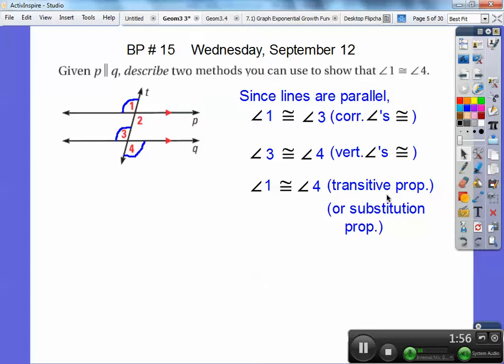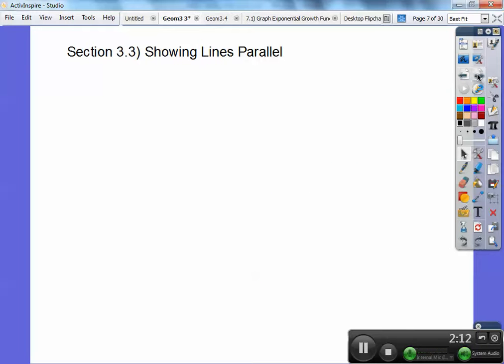So, transitive property. Some teachers, depending on their mood, would let you say substitution on this one, but this one is the transitive property. Transitive has to go in this Z sort of thing. All right, let's go. I'm going to skip that; we don't need that. That's for my class in class. Okay, showing that lines are parallel.